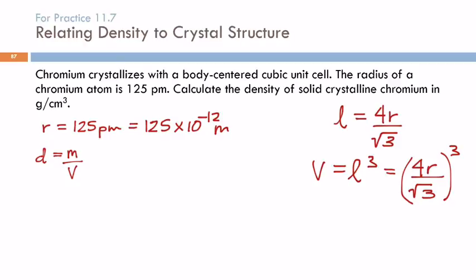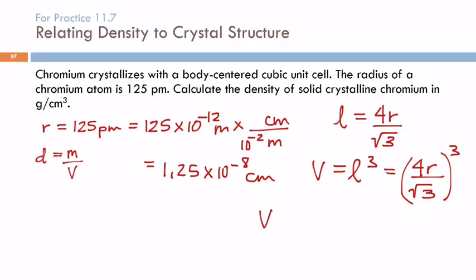Now I want to convert this to centimeters. So meters on the bottom, centimeters on the top. Centi means 10 to the minus 2. And so when I stick this into my calculator, 125 times 10 to the minus 12 divided by 1 times 10 to the minus 2, I get 1.25 times 10 to the minus 8. You could do that without a calculator, but it's so easy to make mistakes. So there's R.